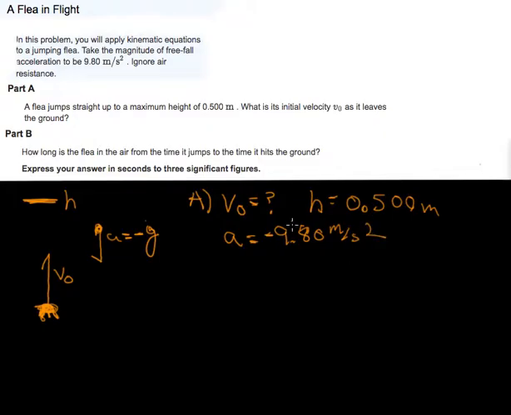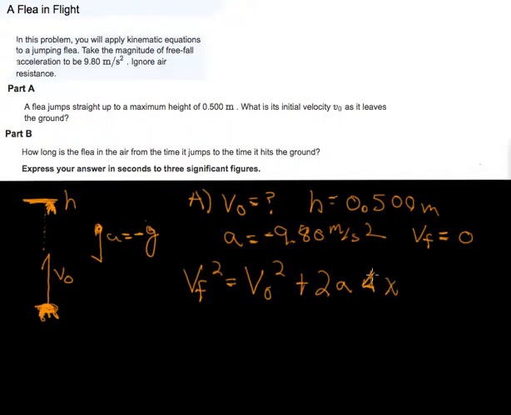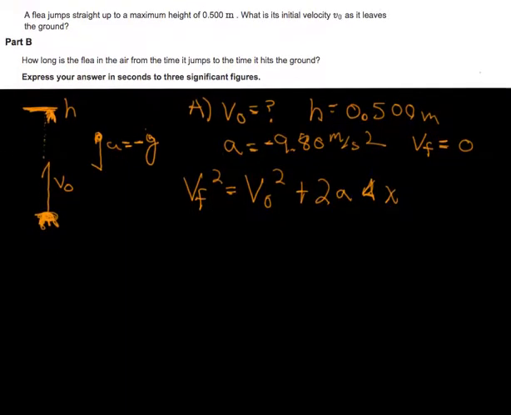and our a is negative 9.80 meters per second squared. So we look at our kinematic equations, and I think a good thing to realize is while this is in flight up here, it reaches this turning point here. The component of velocity in the y direction is 0. We could also say Vf equals 0. And this lets us really center in on Vf squared equals v naught squared plus 2a delta x. And delta x in this case is the height that it obtains.